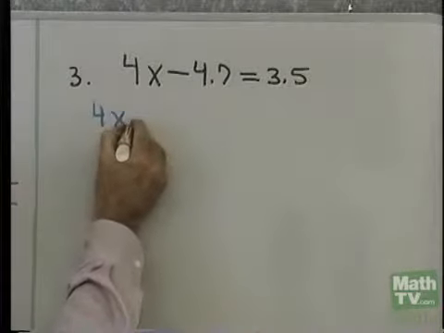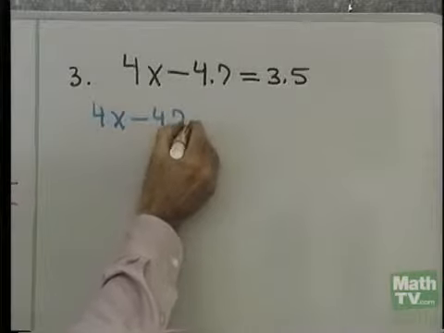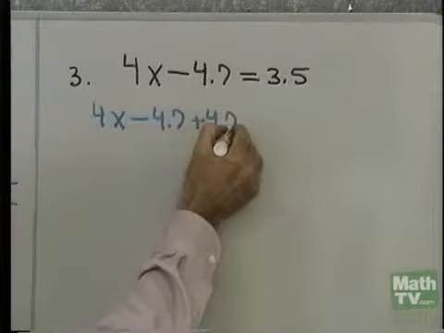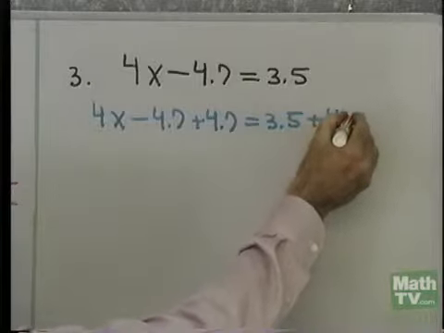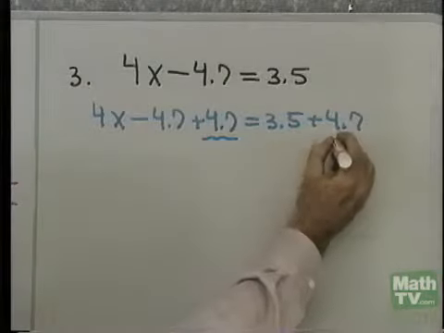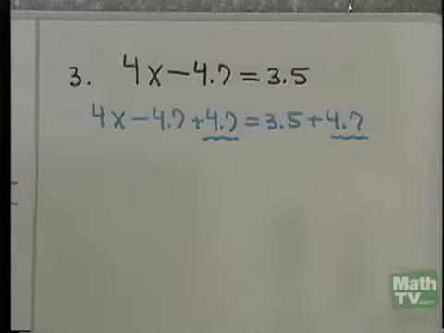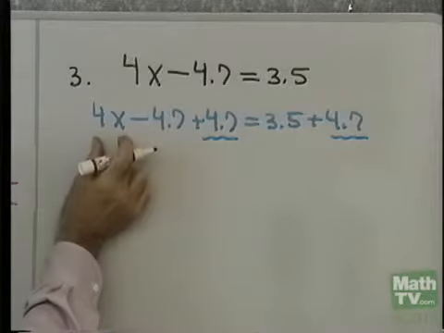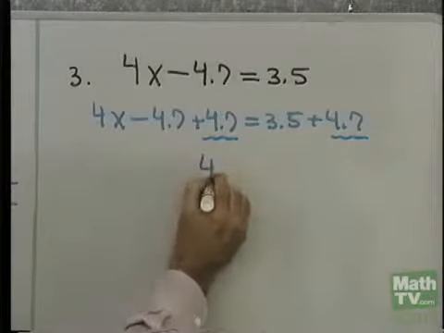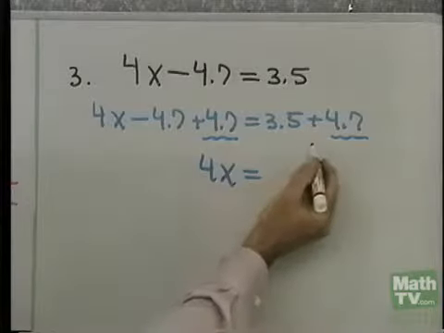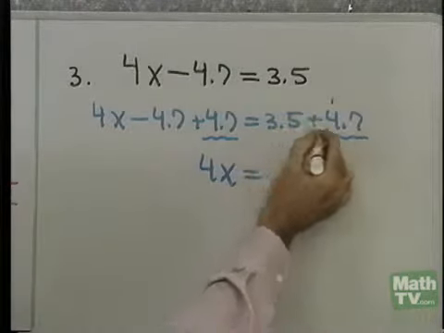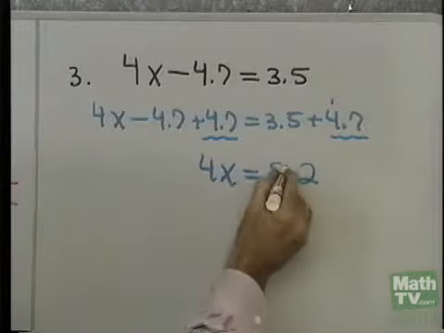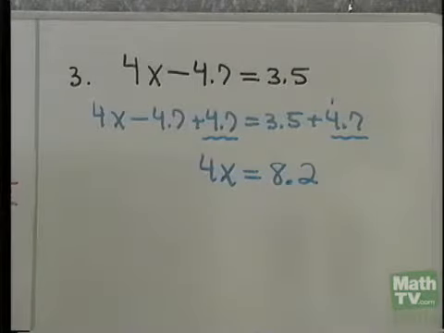So I have 4x minus 4.7 plus 4.7 is equal to 3.5 plus 4.7. So there I've used my addition property to add 4.7 to both sides. On the left side, I have 4x plus 0, which is 4x. And on the right side, I have, let's see, 7 and 5 is 12, carry the 1. 3 and 4 is 7, and 1 is 8. So 8.2 when I do that.